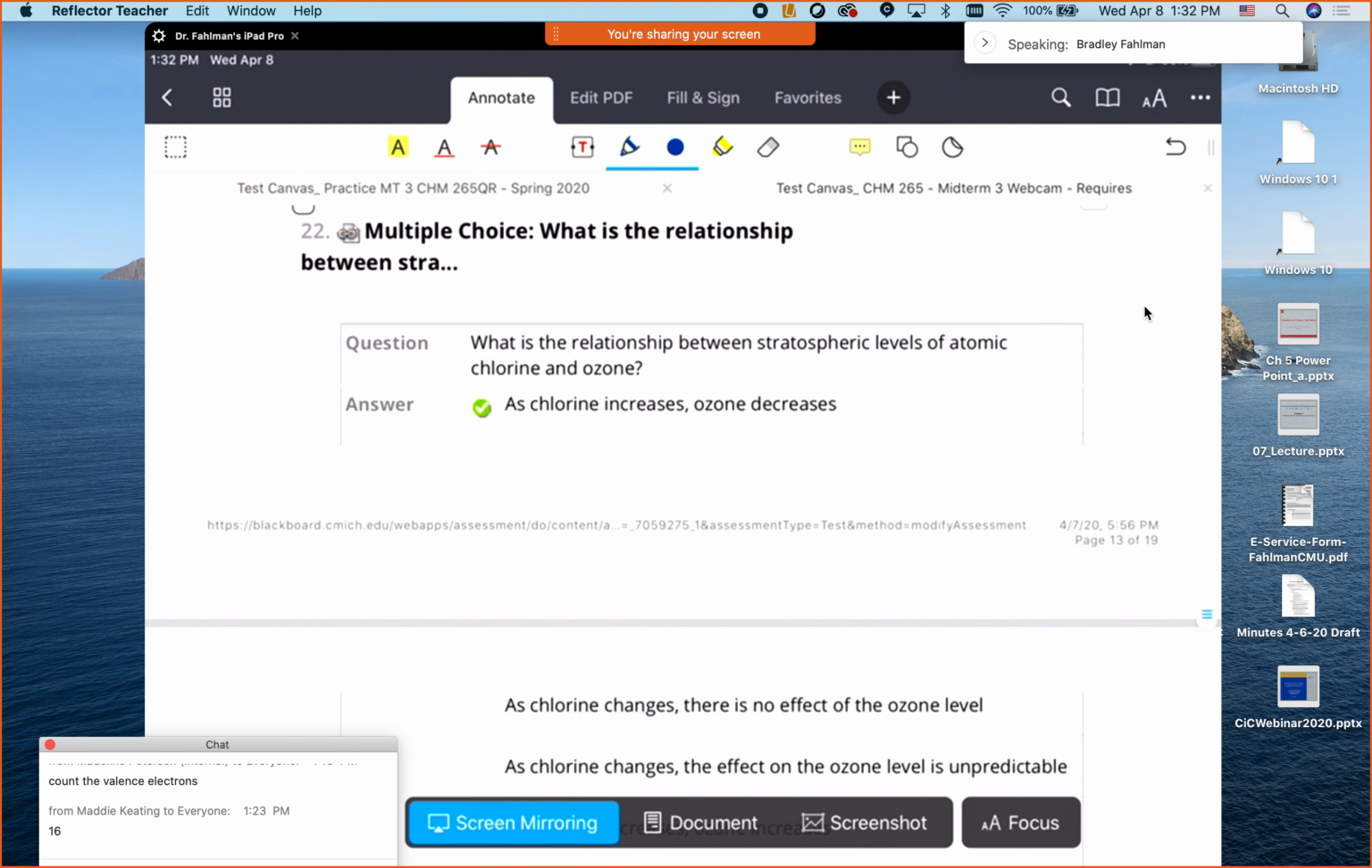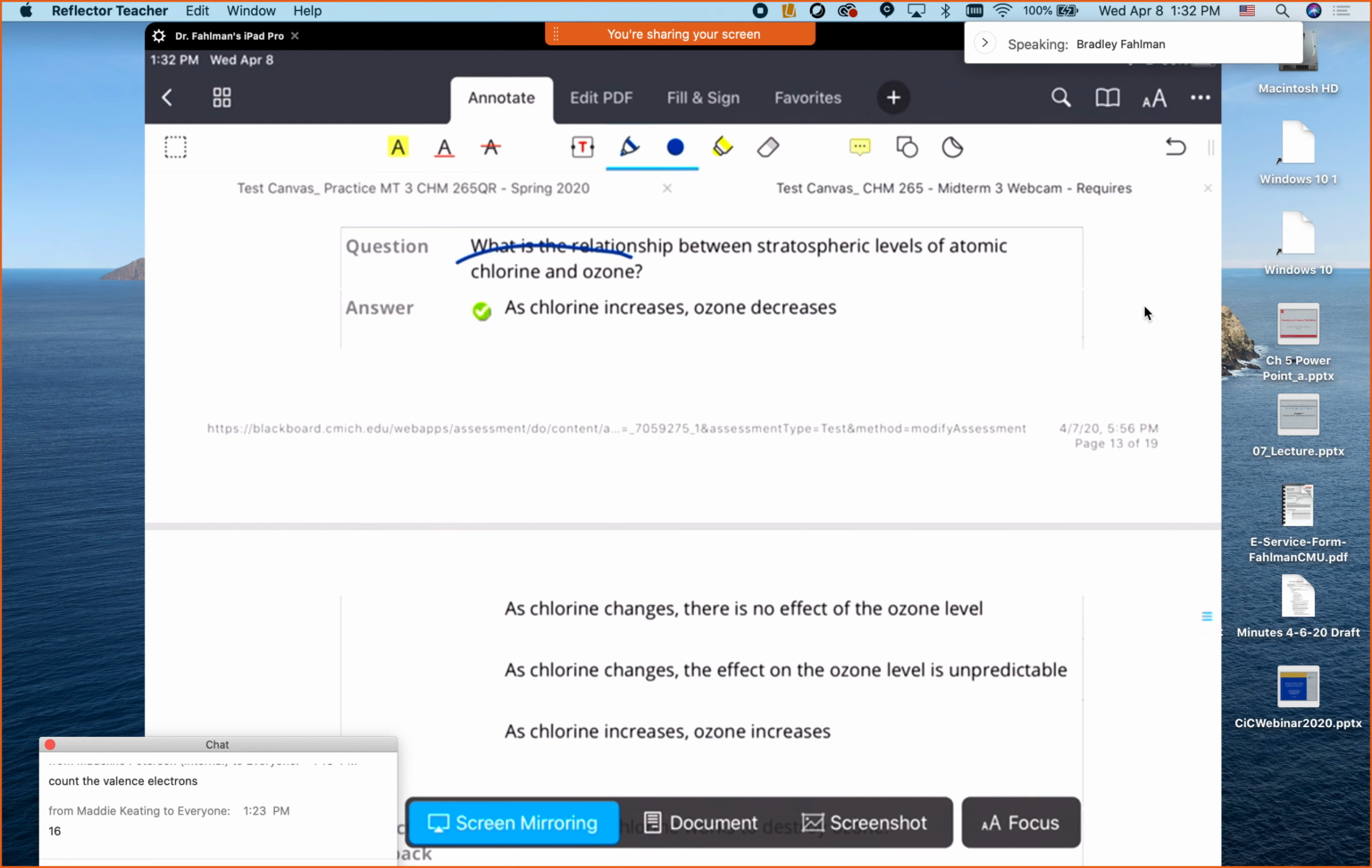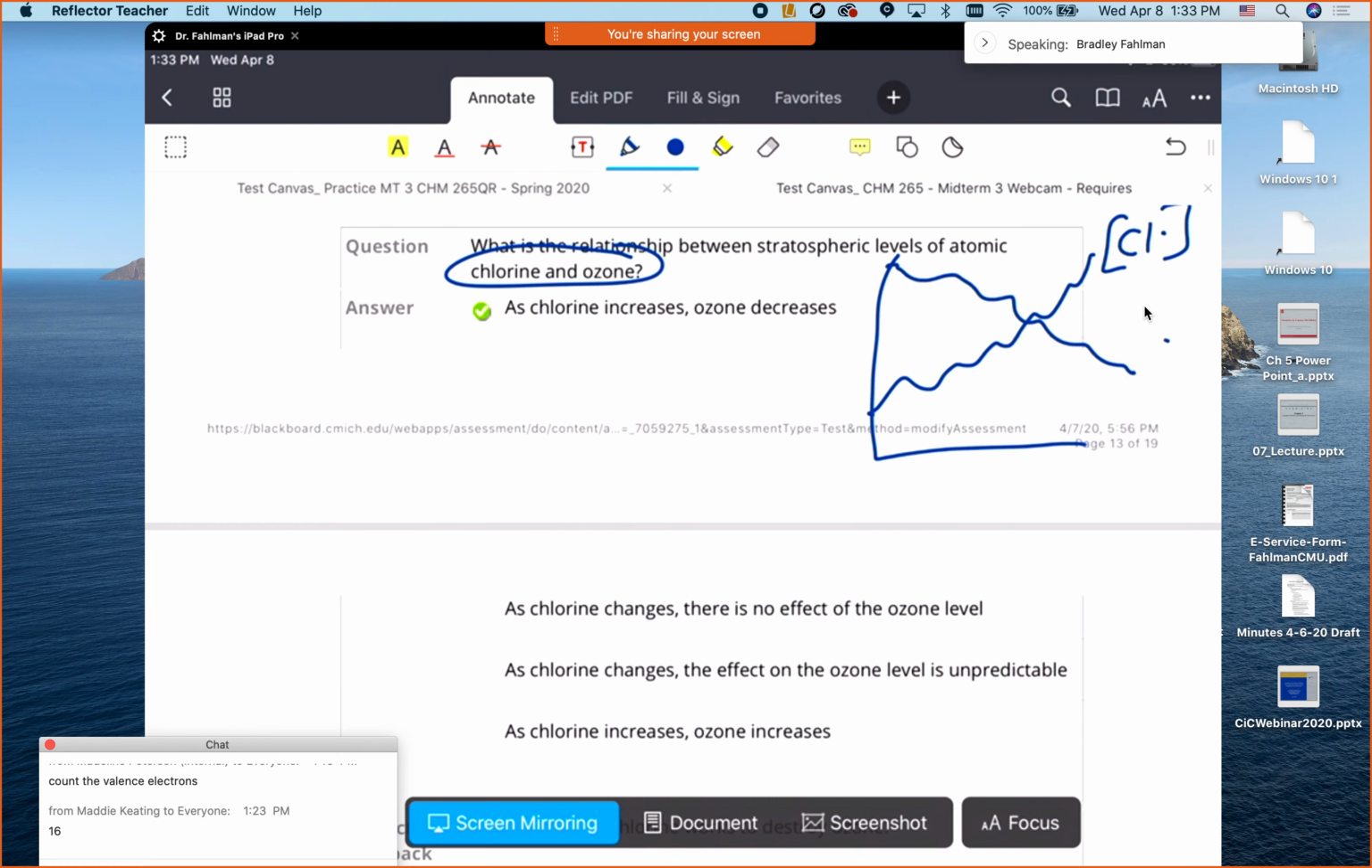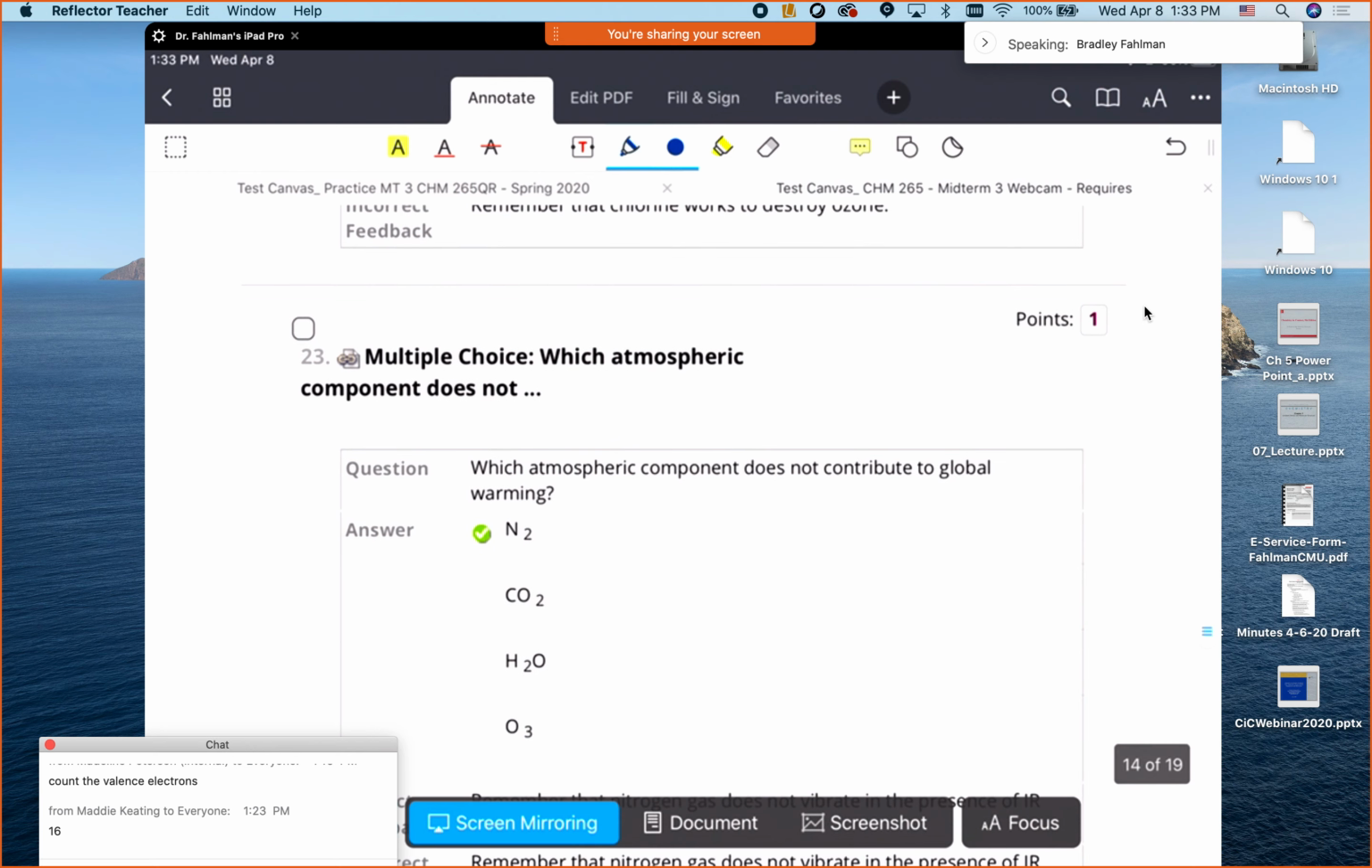Relationship between chlorine and ozone. Remember there was that one chart in the textbook that showed, as the chlorine concentration went up, the ozone concentration went down. So there was that direct correlation.